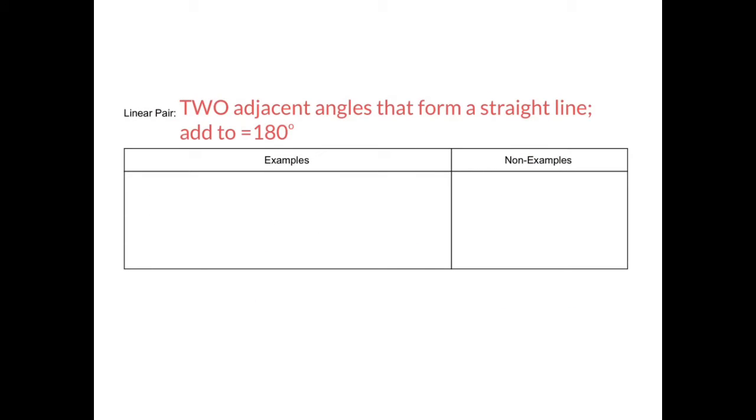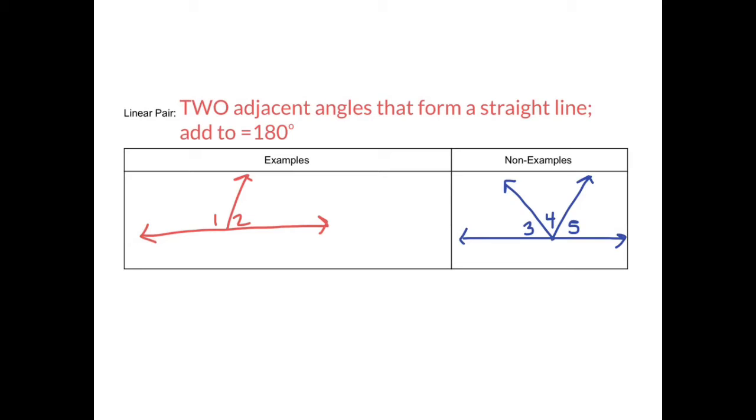Moving on to a linear pair. A linear pair specifically is two adjacent angles that form a straight line, which means that they will add up to equal 180 degrees. So an example here is very similar to an example we already had with adjacent angles, because they are two adjacent angles. And in this non-example here, though there is a straight line, there are three angles, so we cannot call them a linear pair. We'll get into another word for when any number of angles add up to 180 degrees, but specifically when it's two, they're called a linear pair.